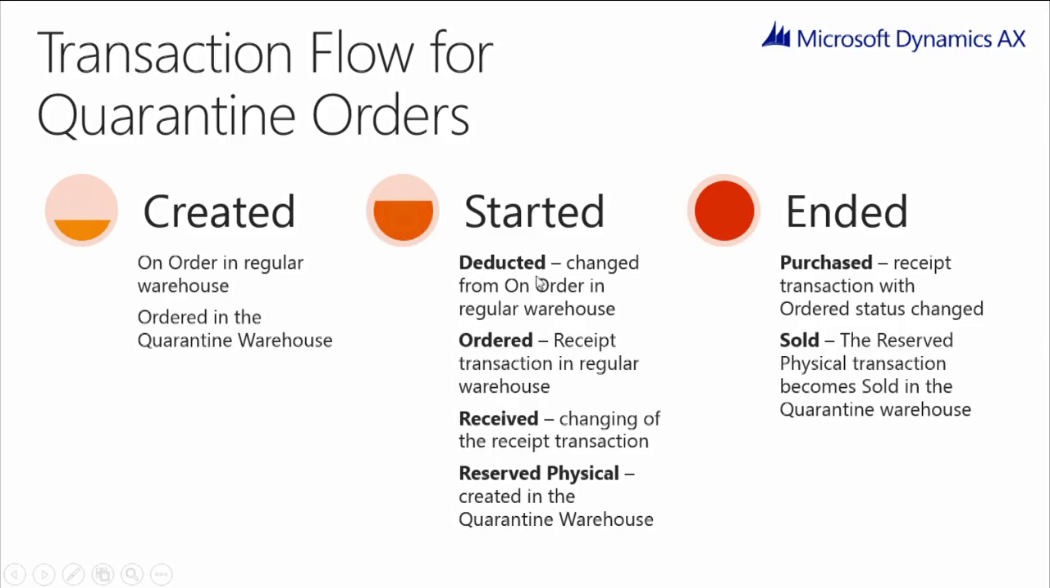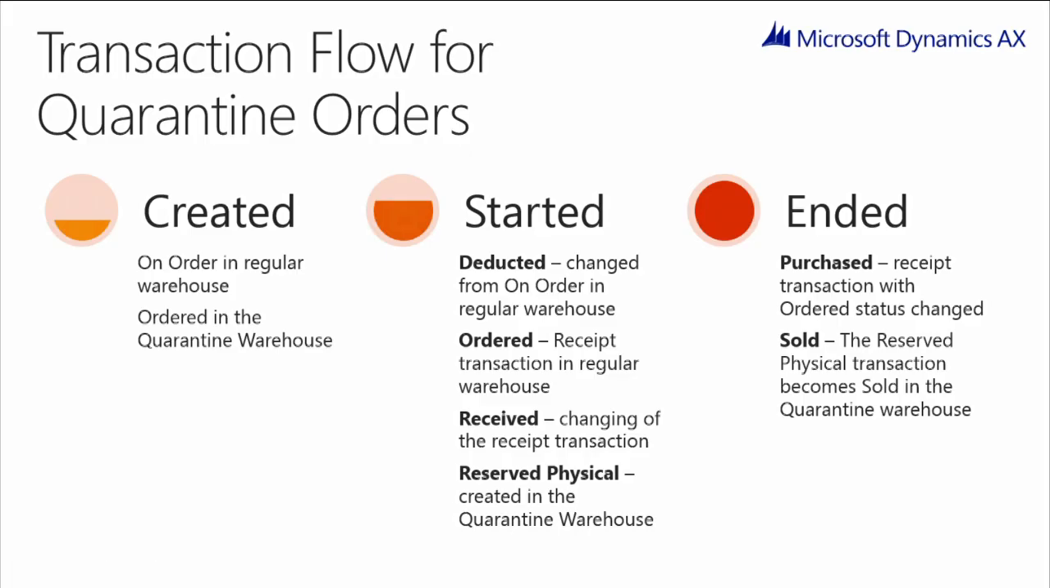So, Deducted is used and the items are changed from on order in the regular warehouse or the default warehouse. The ordered transaction for the receipt transaction is created in the regular warehouse as well, and another transaction is created with the status of received that changes the item to the new quarantine warehouse. In addition, another transaction is created with the status of reserved physical in the quarantine warehouse. This ensures that item is reserved against the original transaction, so that when it's moved back, it can be updated.